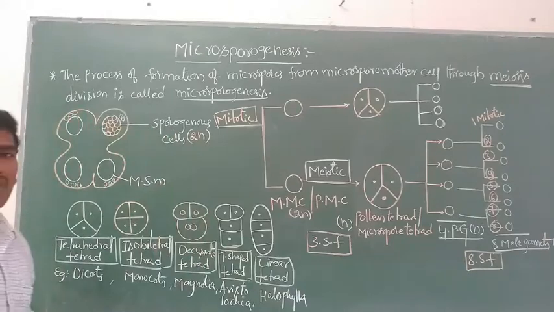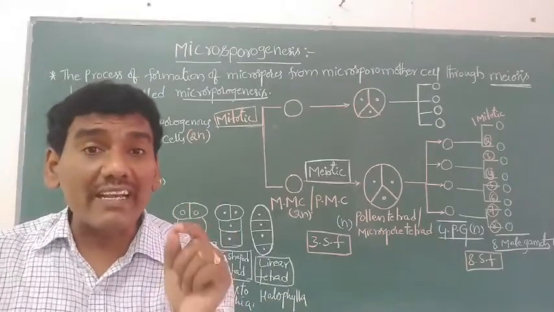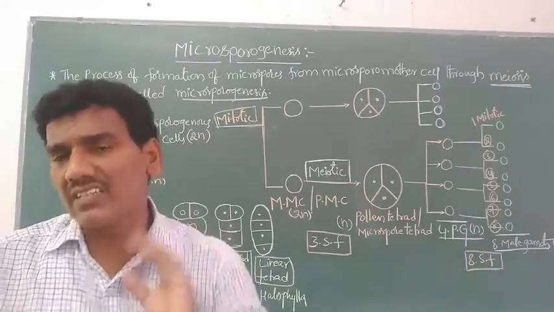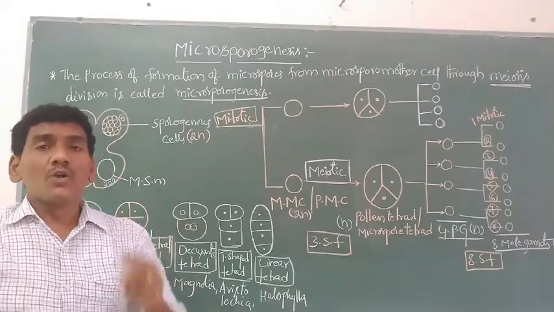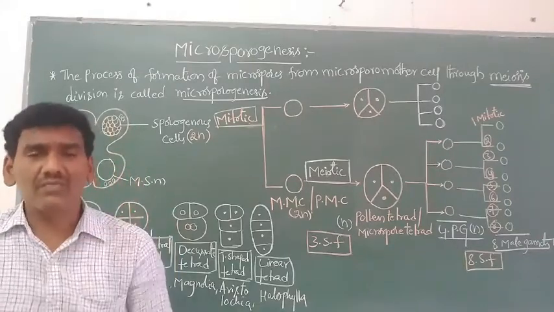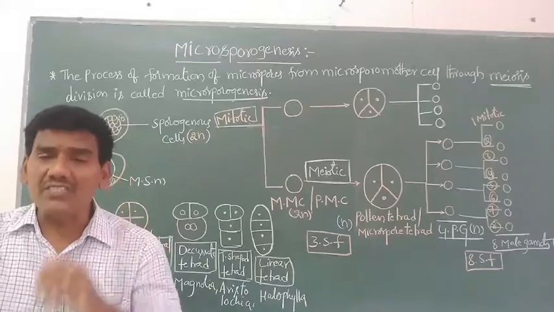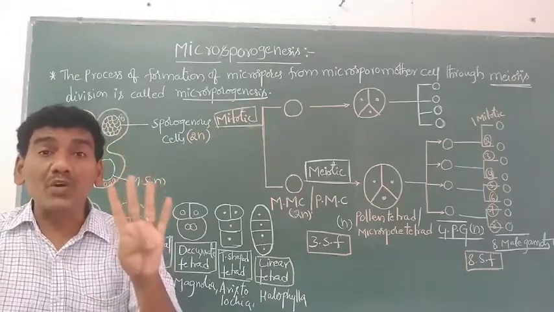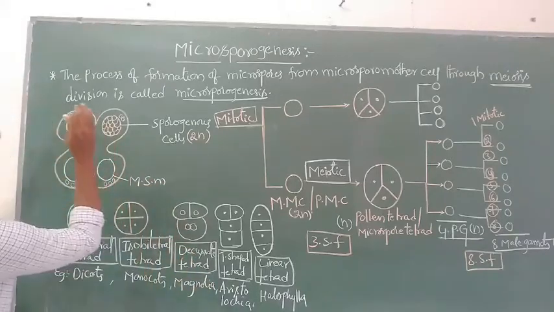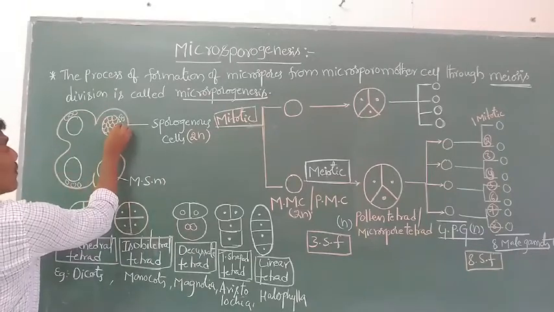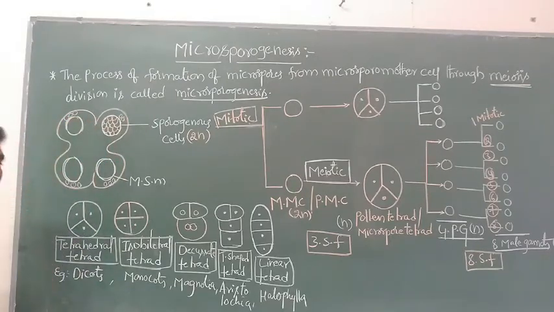First of all, in angiospermic plants, two types of anthers are present. The first one is called the dithecous anther, and the second one is called the monothecous anther. This is one dithecous anther. In the dithecous anther, two lobes, two thecae, are present. In each lobe, two microsporangia are present. In the two lobes, totally four microsporangia, four pollen sacs, are present. This is one microsporangium, this is one microsporangium, this is one microsporangium, and this is one microsporangium.